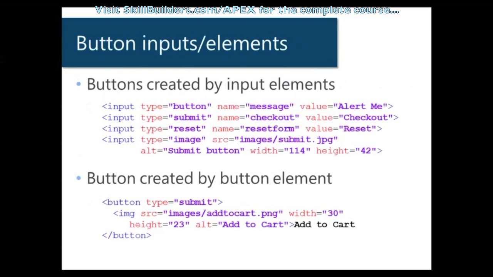Here's some examples of how these would work. These are input buttons. So you see the input element is used, but the type varies. It could be button, reset, submit, image. And then there's this button element we have now, which a lot of folks prefer. Yet another way to make a button is to style an anchor into a button.